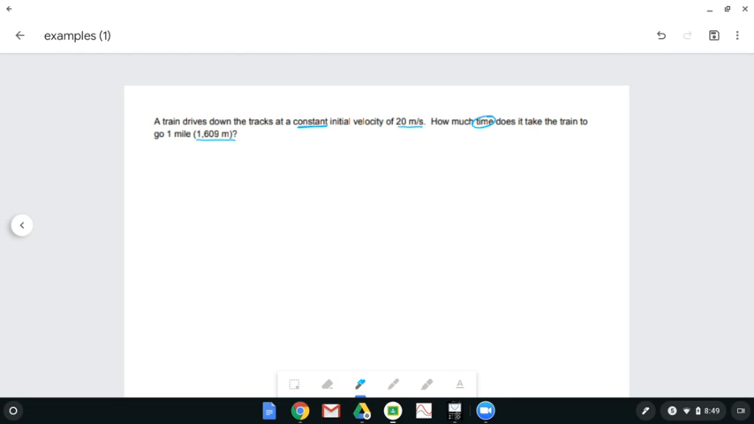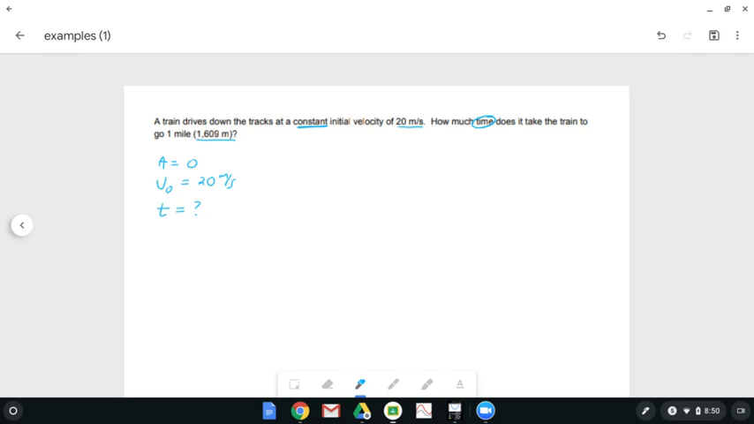There's not a lot of variables showing up, but that word constant will help us out. So when I see a constant initial velocity or just a constant velocity, that tells me that my acceleration is 0. It's not changing. It is the same velocity the entire time. So my initial velocity, v naught, is equal to 20 meters per second. Now, technically, my final velocity is also 20 meters per second, but I really only care about that initial velocity in this case. How much time, so that's what we're looking for, is t.